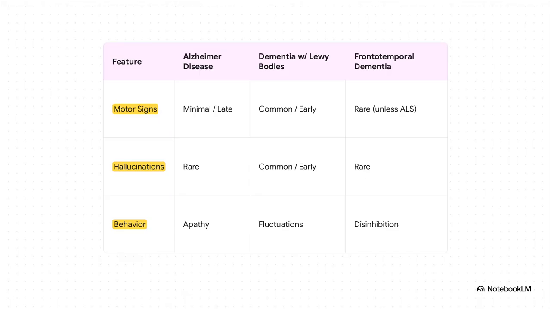This table is a fantastic way to summarize the key differences. So with Alzheimer's, it's mostly memory loss early on. With dementia with Lewy bodies, you get that early Parkinsonism and those vivid visual hallucinations. And like we just saw, FTD is dominated by those early, really profound behavioral changes like disinhibition.